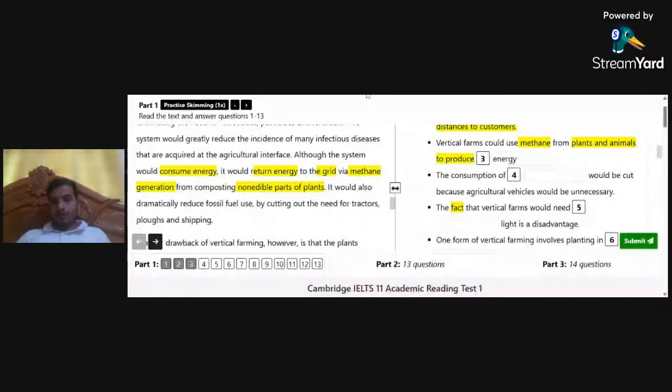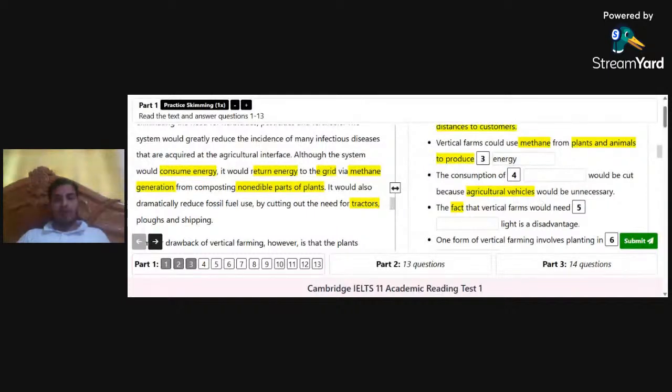Let's see what our next question is. The consumption of dash would be cut through agriculture vehicles. So something related to agriculture vehicles should pop up in your mind. Might be tractors, just written in the next sentence, tractors. So what are they consuming?